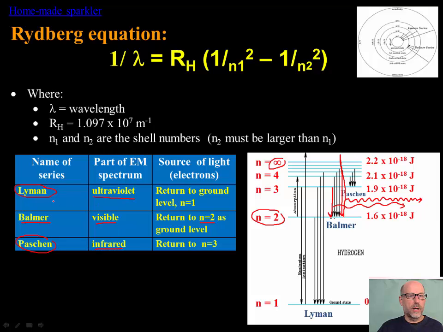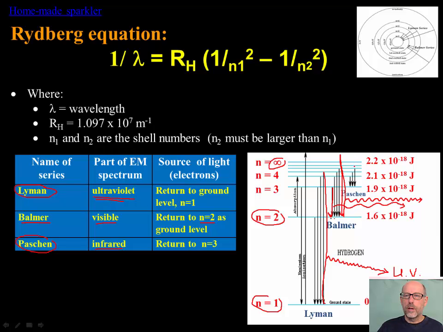And it turns out that Lyman's ultraviolet light resulted from electrons dropping down to the first shell, or n equals 1. This is always a big drop, and so the light that's given off when electrons drop down to the first shell is almost always ultraviolet light.